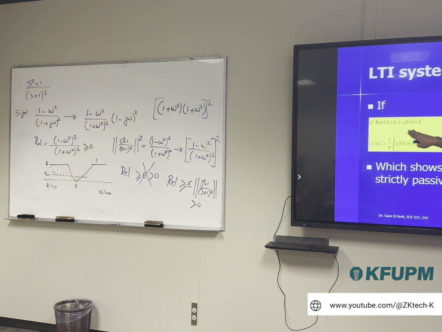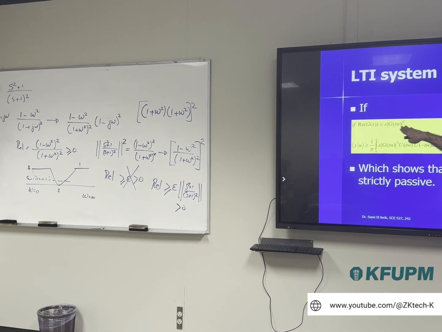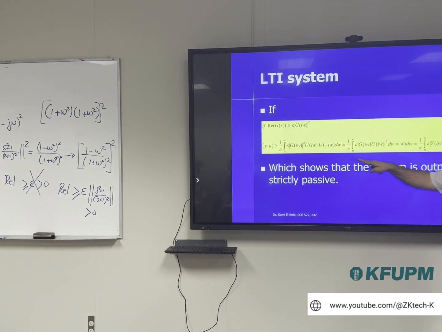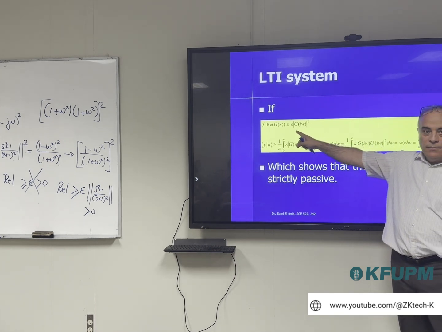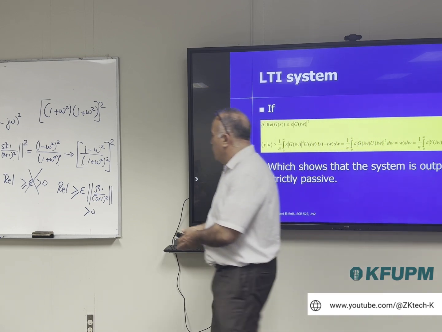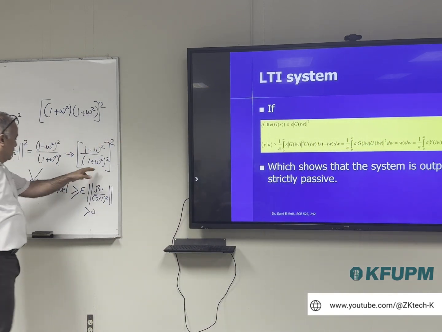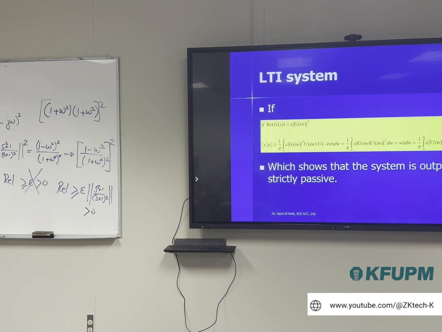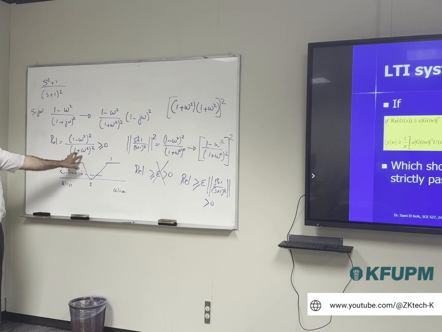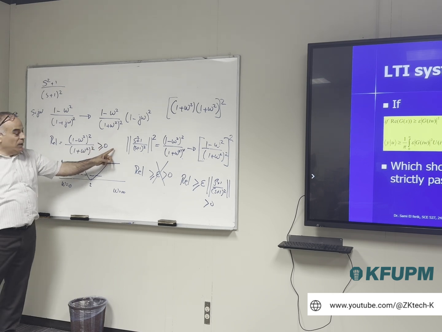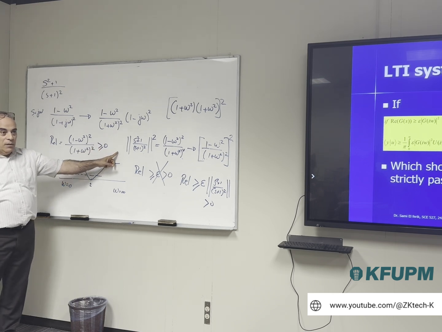It says if the real part is bigger or equal to epsilon times the amplitude squared, then you are able to talk about output strictly passive. So we have to compare to this. When we take the square, this part will be squared, this one will also be squared. So based on this new result, we are going to conclude that this will be multiplied by 1 over 1 plus omega squared on the amplitude.